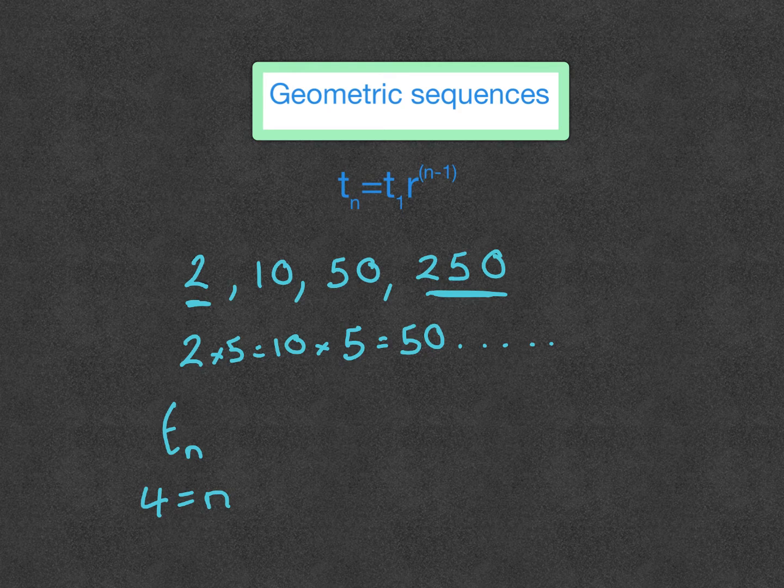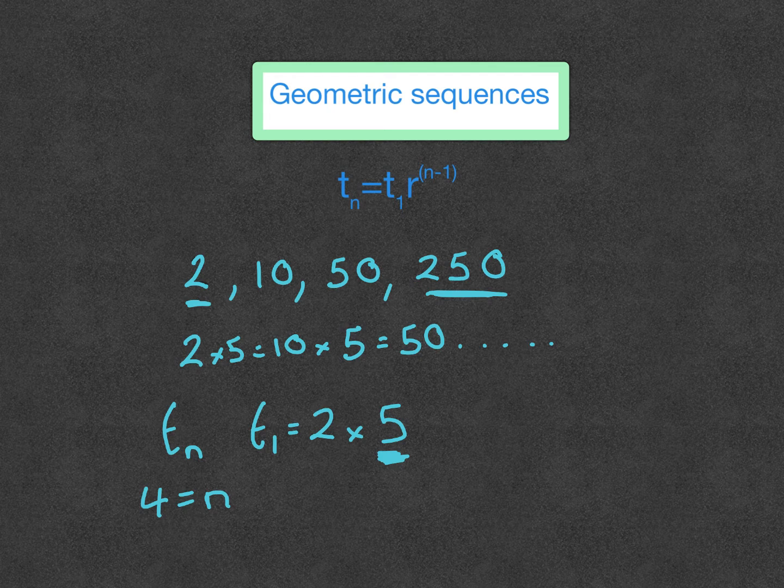Okay, so if we know that 250 is our 4th term, we're taking the 2, which is our initial term, so that's our T1. So T1 is equal to 2, that's the initial term in the sequence. And we're multiplying it by 5. So that's what we call the common ratio. So 5 is our common ratio, and that's what we're multiplying by each time we go through the sequence.